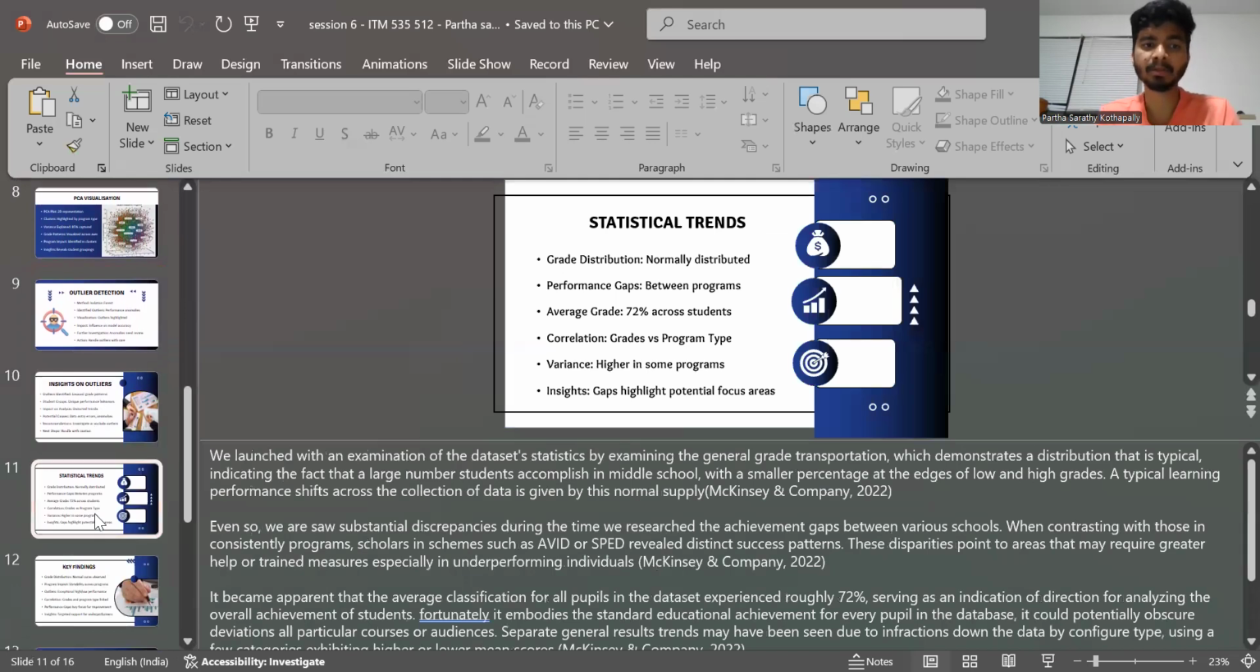Statistical trends. We launched with an examination of the dataset statistics by examining the general grade distribution, which demonstrates a typical indication that a large number of students perform in the middle range, with a smaller percentage at the edge of low or high grades. A typical learning performance across the collection of data is given by a normal distribution.